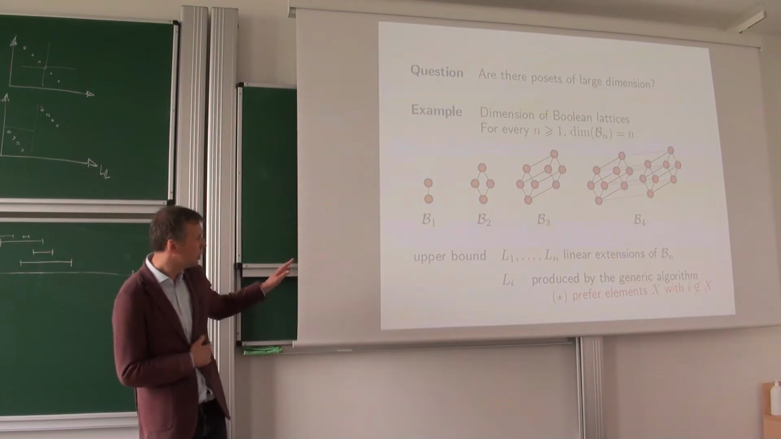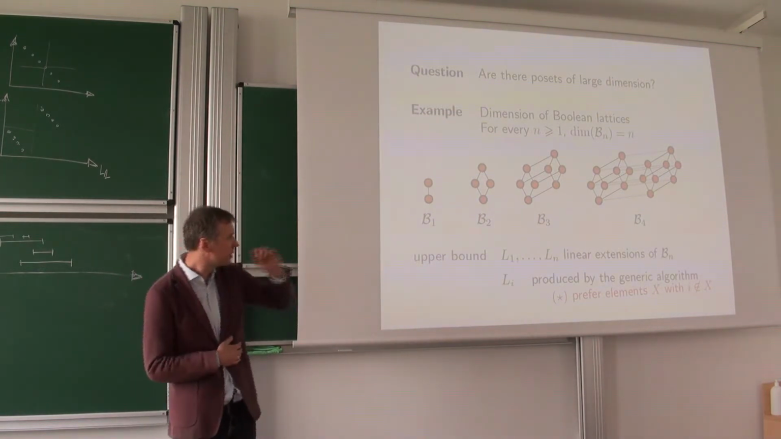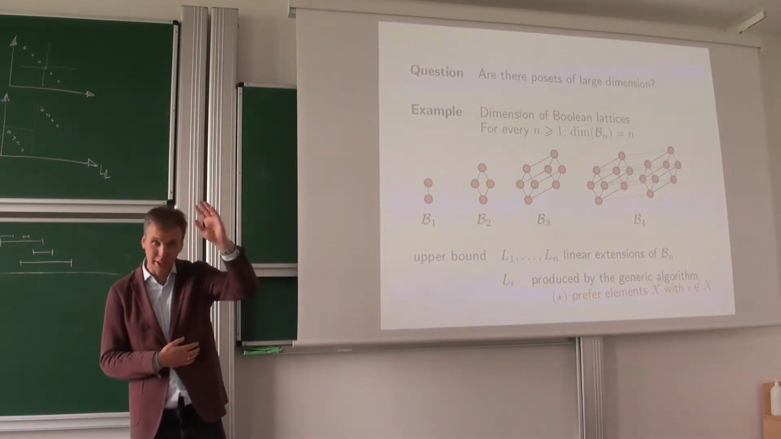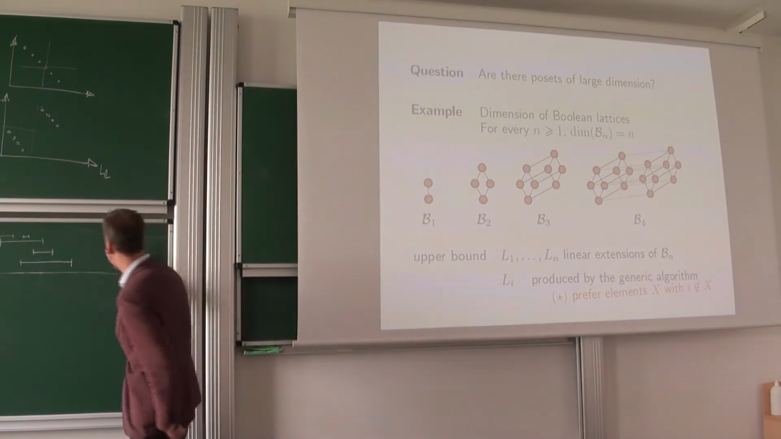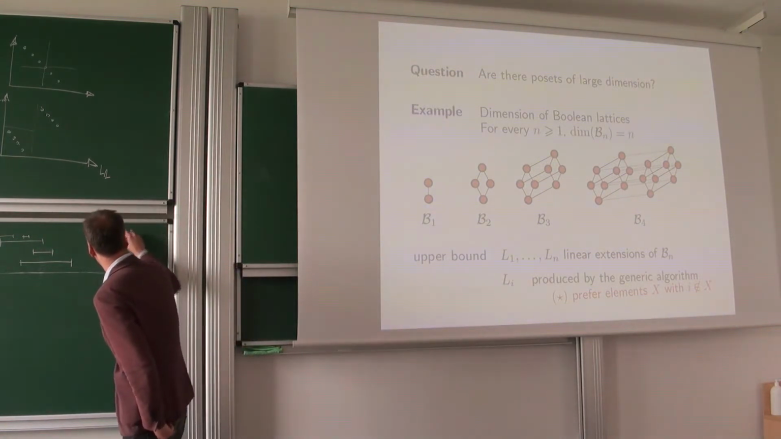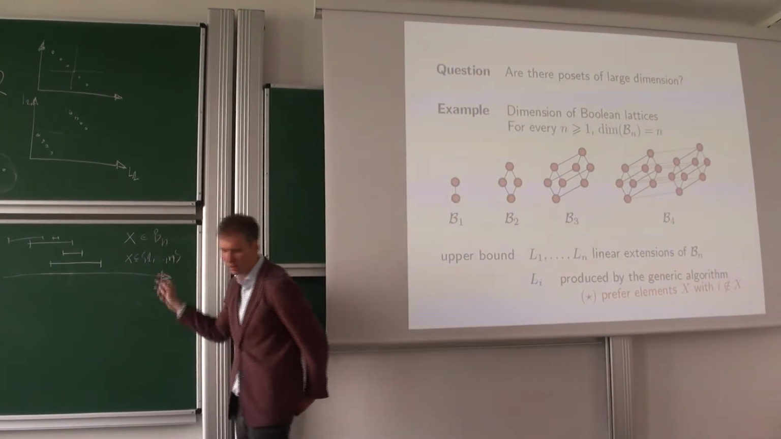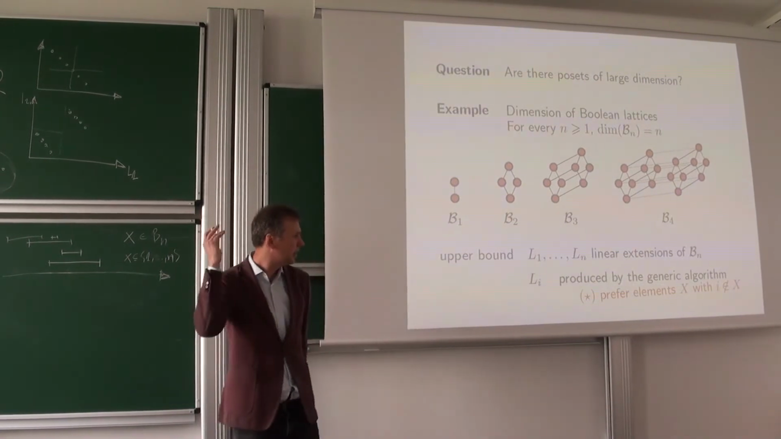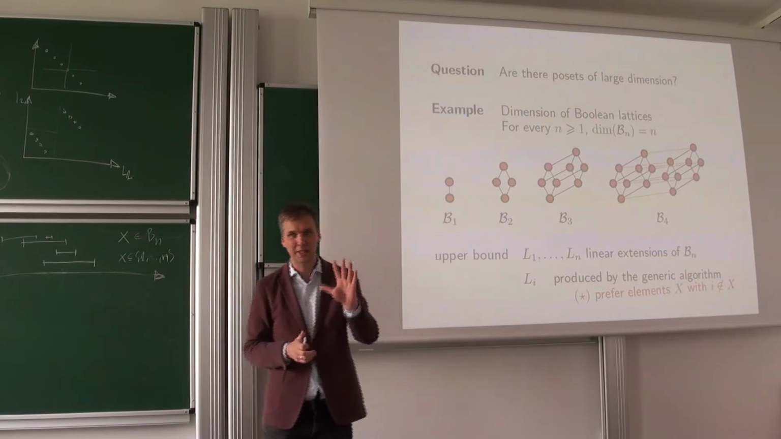So what do you need to do? You need to construct a realizer for Bn. Imagine that the elements of the poset are subsets of 1 to n. So every element x in Bn is actually a subset of 1 to n. That's the names of my ground set. And now I want to produce a realizer of size n.